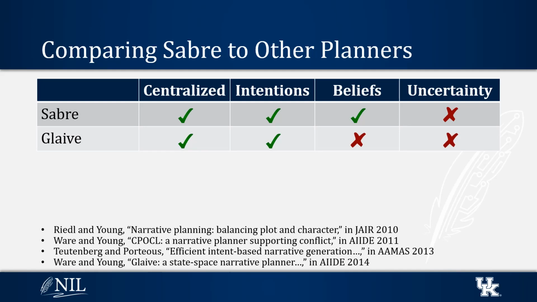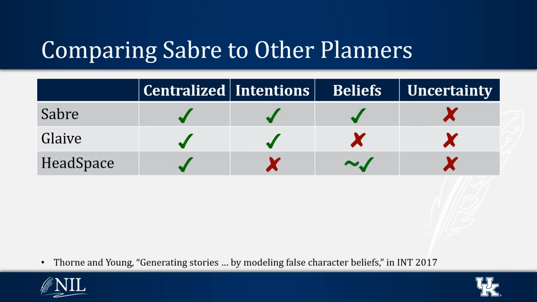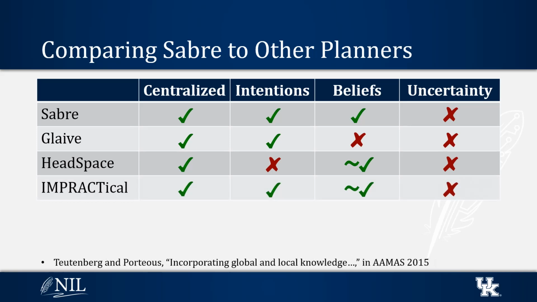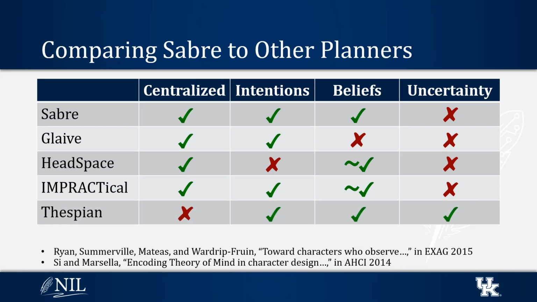The Sabre model builds on existing planners like Glaive that handle intentionality but not belief. Prior belief-based narrative planners include Headspace, where characters' actions can fail if they wrongly believe the preconditions are met, and Impractical, which combines belief with character goals. But neither of these systems allow for deeply nested theory of mind. Frameworks like Talk of the Town and Thespian feature characters who reason with deep theory of mind, but these are multi-agent systems, where character actions are truly autonomous rather than centrally planned.